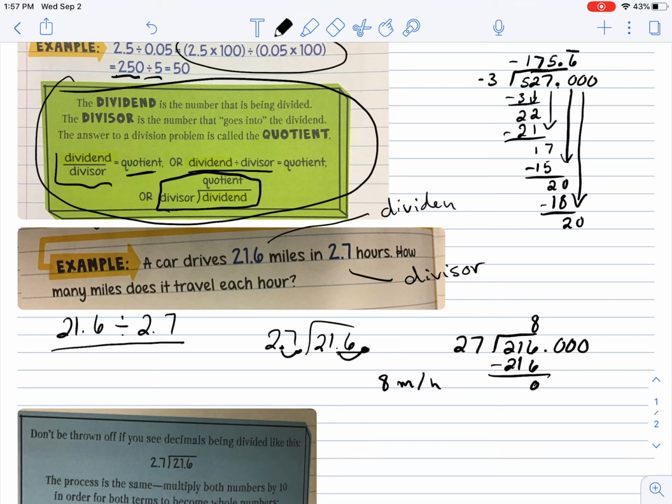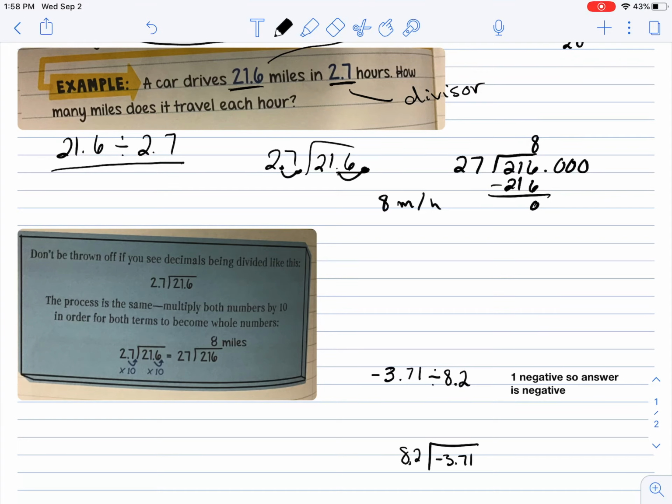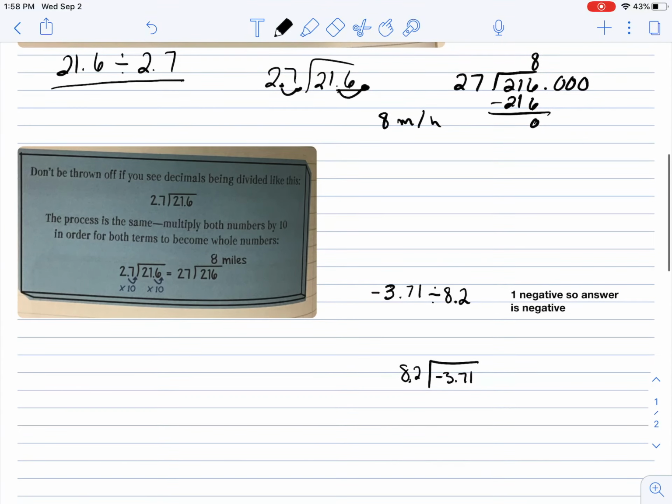Negative 3.71 divided by 8.2. We have one negative number, so our answer is going to be negative. We need to bring our decimal over because we want a whole number as our divisor. We bring it over 1, and we have to bring our decimal over 1 for our dividend as well. So now this is the same as 82 going into 37.1, and that's a negative 37.1, so our answer is negative.